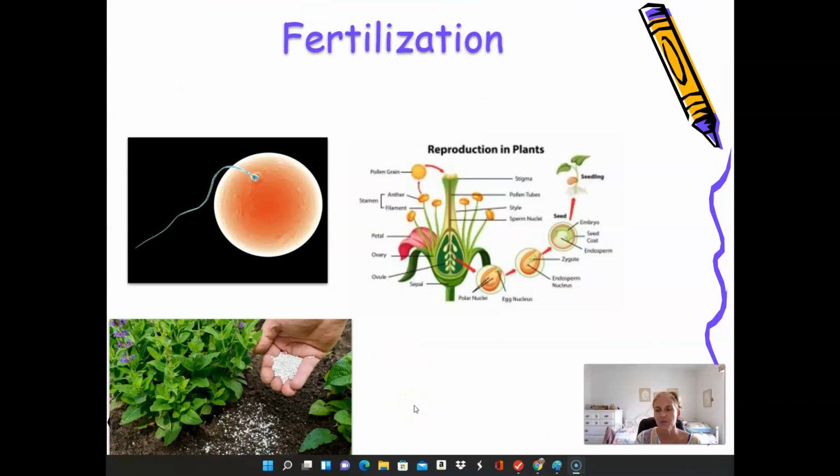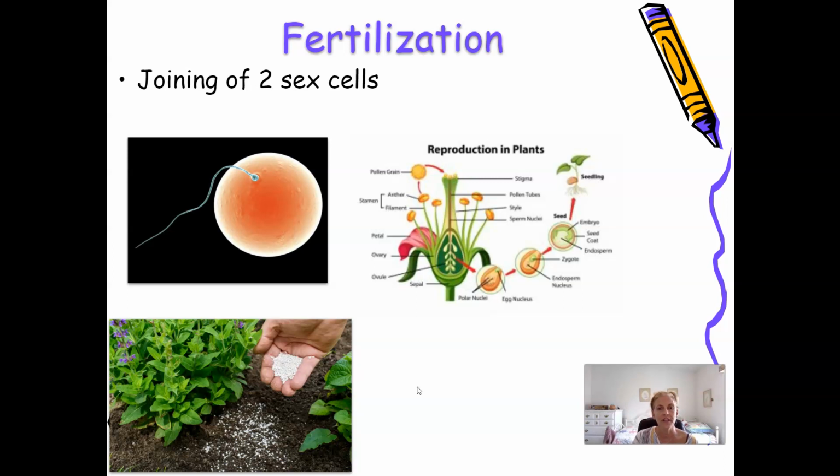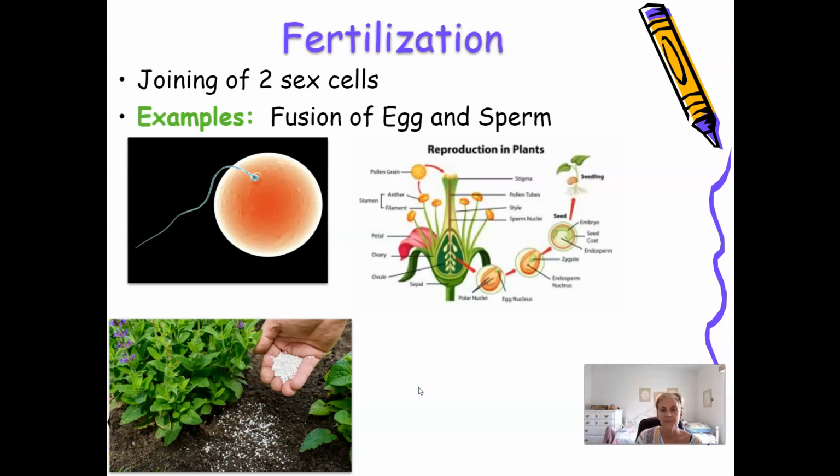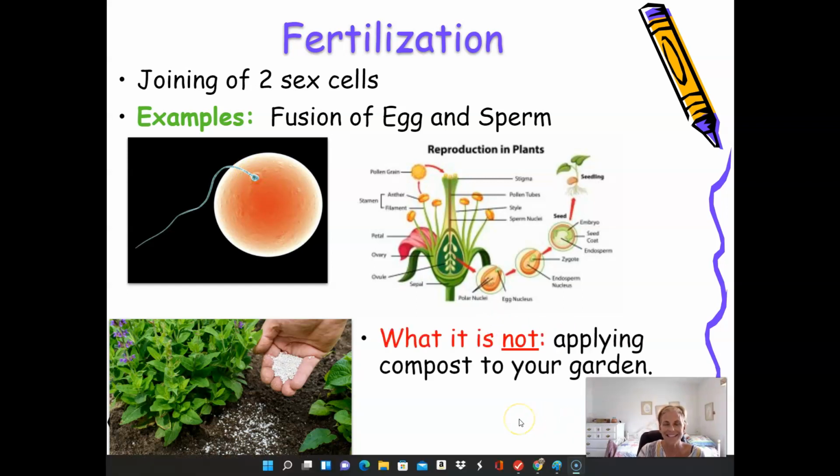Sexual reproduction is rather generic, right? Fertilization is a specific type of sexual reproduction: the joining of two sex cells, when we're talking about animals, for sure. Fusion of egg and sperm. Fusion means they're coming together, often confused with fission, breaking apart. So the fusion of the egg and sperm, as you see here, that is fertilization. What it is not, so often confused with fertilization in the garden, is applying compost to your garden or any other nutrient.